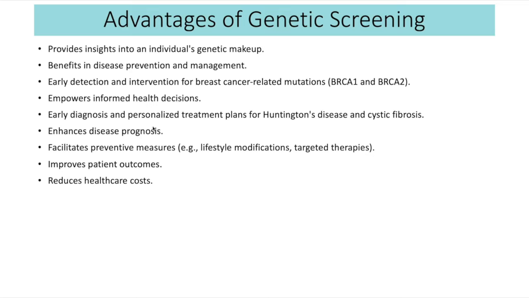You'd get an insight into an individual's genetic makeup. It might help you to prevent the development of a disease or get better management of it. It could result in the early detection of certain diseases, such as breast cancer, where early detection is essential for increasing survival rates. You can make informed decisions about your health. Early diagnosis in general can help with personalised treatments for certain diseases, such as Huntington's disease and cystic fibrosis. It will help with preventative measures.